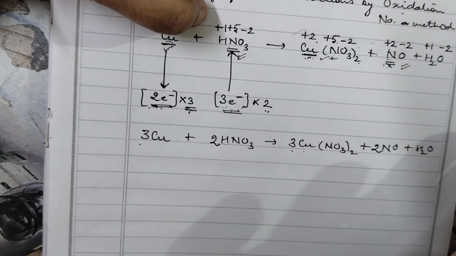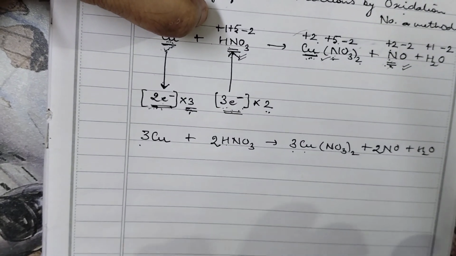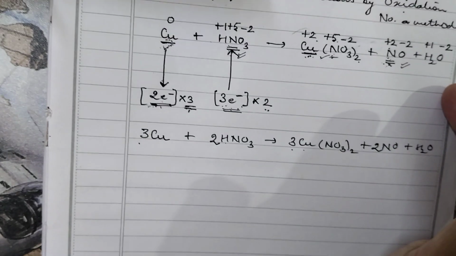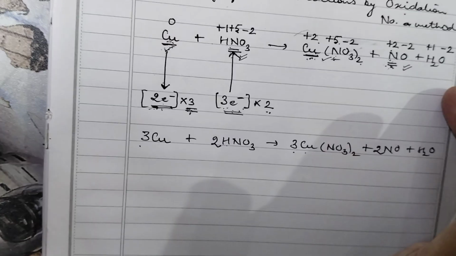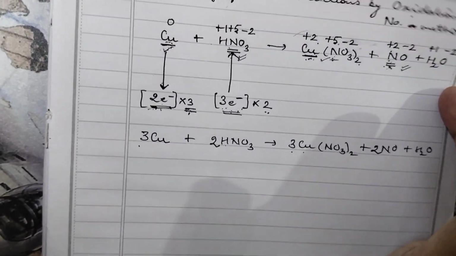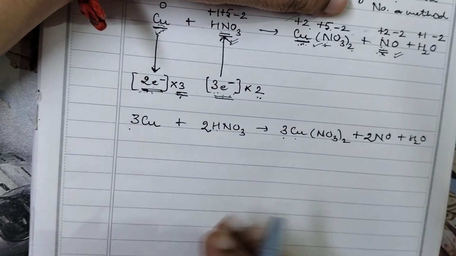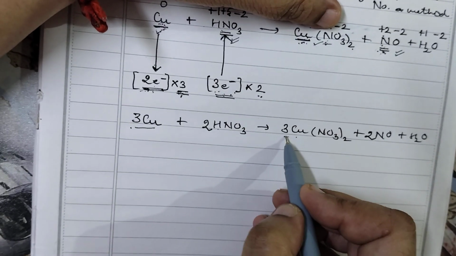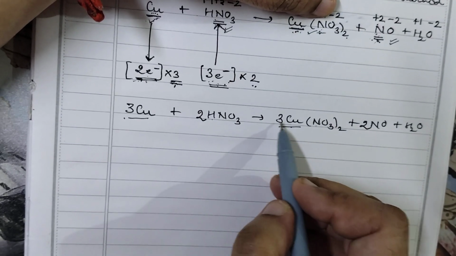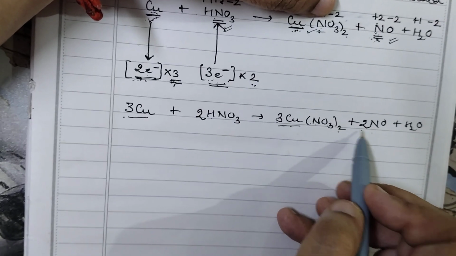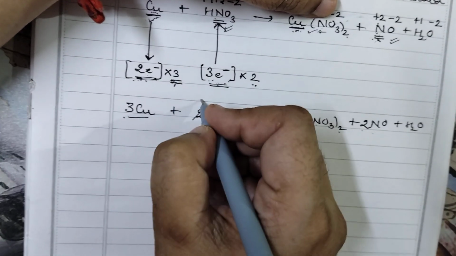Now after doing this, we will follow a general method of balancing. We will check the number of atoms of each kind and balance it as we do in the hit and trial method. Let us check the balancing. 3 copper, 3 copper. Total nitrogen are 3 times 2 is 6, plus 2, 8. And here we have 2, so we will write 8 here.